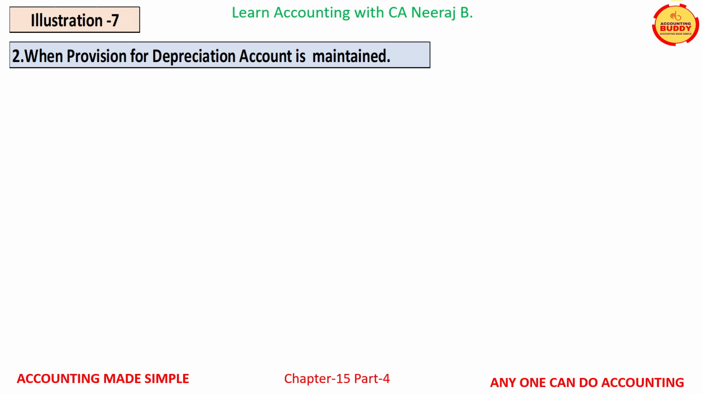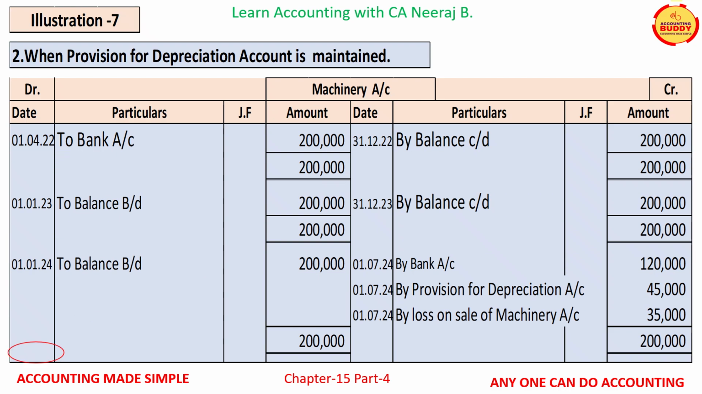Machinery ledger account when the provision for depreciation is maintained is displayed on your screens. On 1st of April 2022, a machinery worth $200,000 is purchased and posted on the debit side of the machinery account by writing the words to bank account under the particulars column.